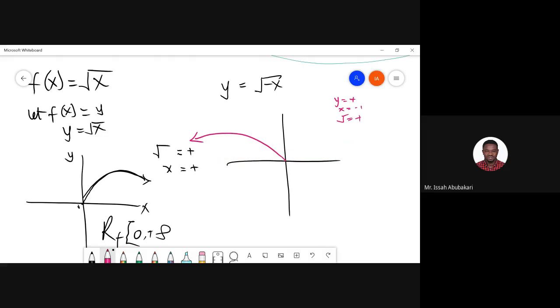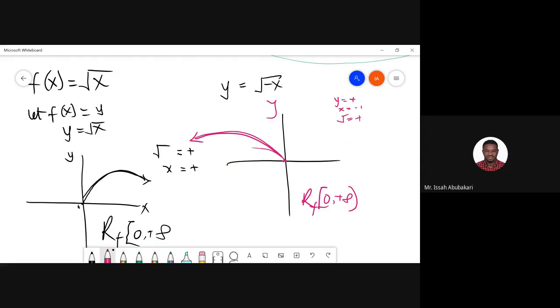Okay, so we are going to have something like this to be the graph, and the range of this function is going to be 0 to positive infinity, because it starts from here, which is 0, and it goes to positive infinity this side, and this is the y axis. All of this side is positive for y. So it's going to have 0 to positive infinity.